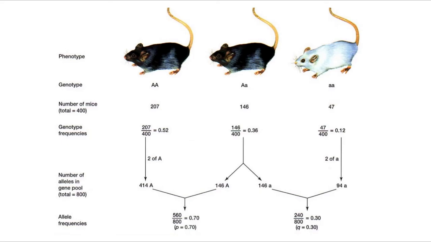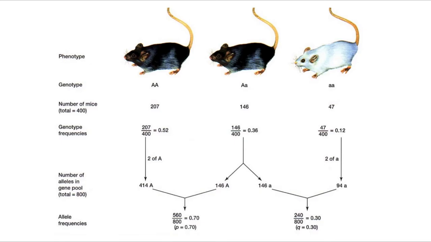But what we also have to remember is that each heterozygote also has one dominant allele. So there will be another 146 dominant alleles from the heterozygotes. That gives us a total of 560 dominant alleles in total. Since the population is 400, the gene pool is 800, so if we do 560 divided by 800, that gives us a frequency of 0.7.